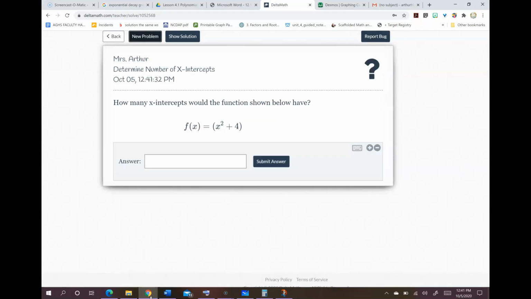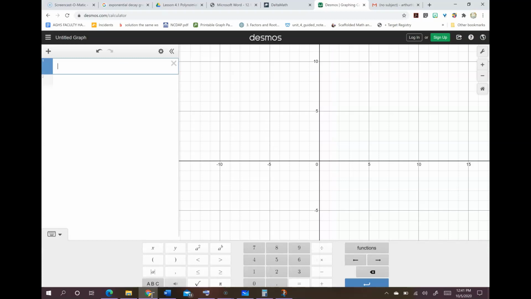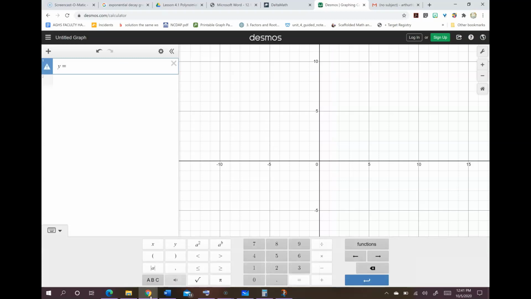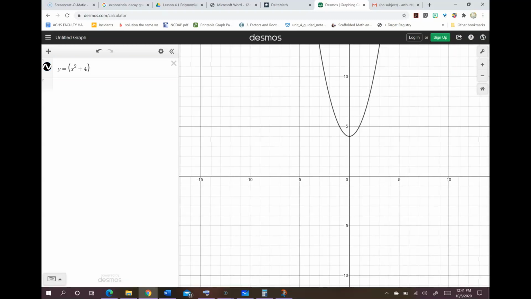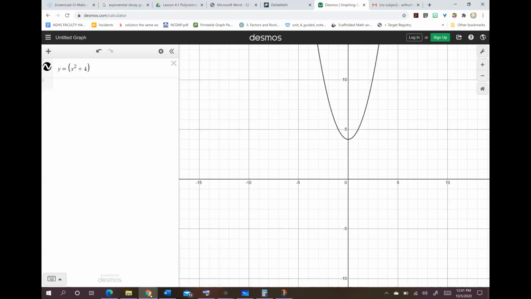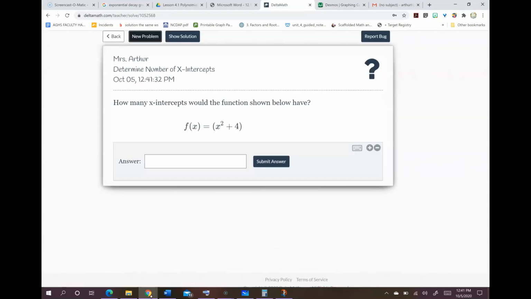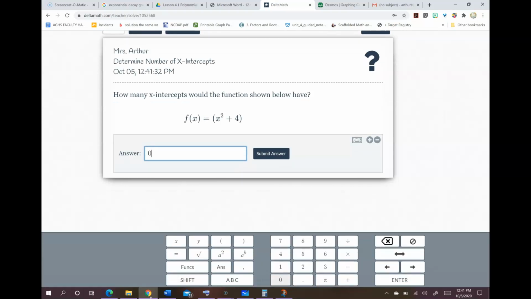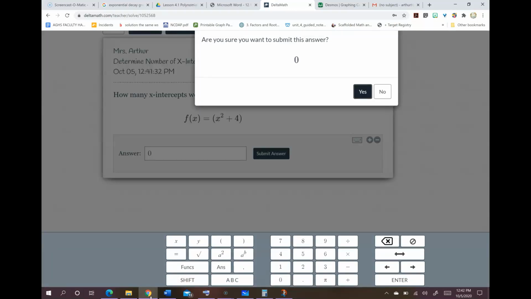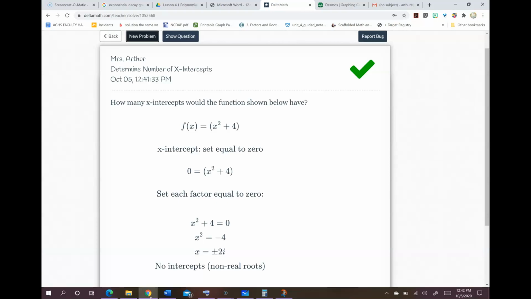It says, how many x-intercepts will the function shown below have? Well, let's type it in. X squared plus 4. So we're going to say y equals x squared plus 4. How many? I have none. Does it cross the x-axis? X-axis is right here. It does not cross it, so there are none. None. Okay? So you can have none.